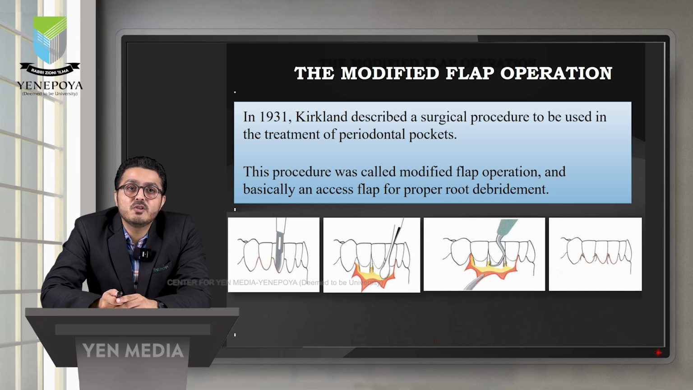First we place a crevicular incision in the affected teeth. We reflect the flap without making any releasing incision. We carry out our instrumentation and we suture the flap back to its original position. So this is the basic idea of your modified flap operation.